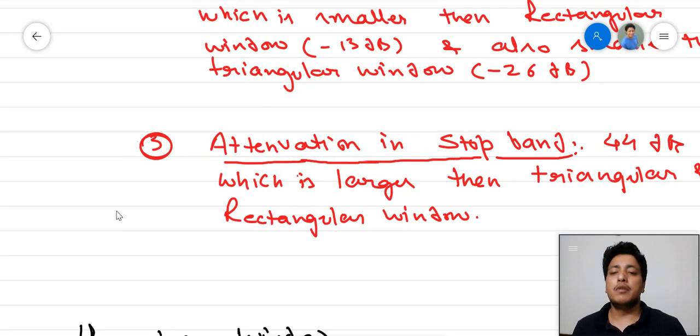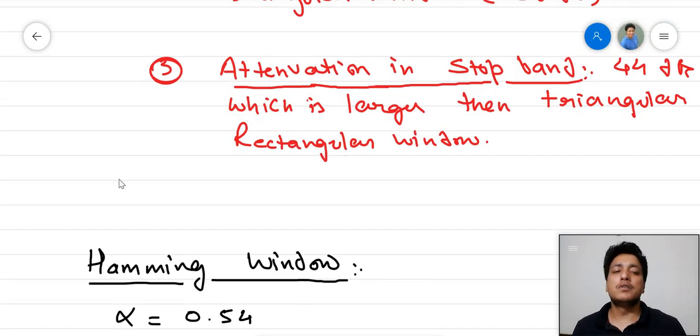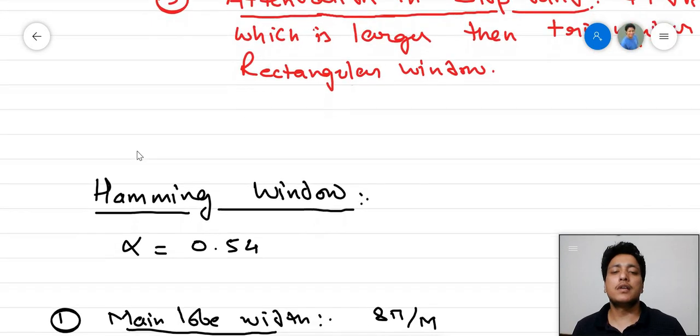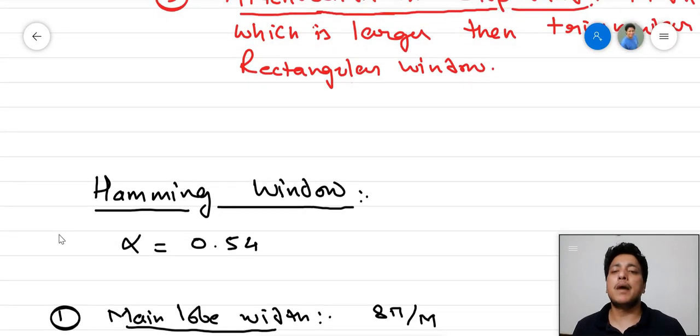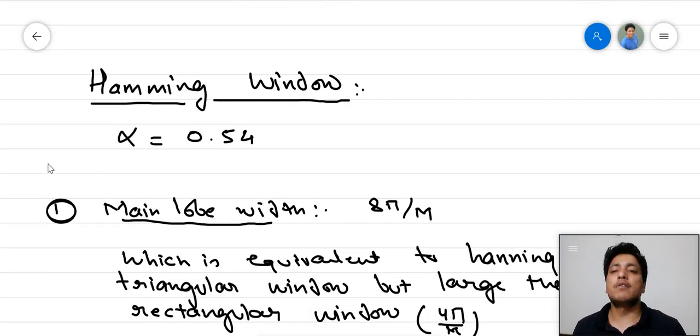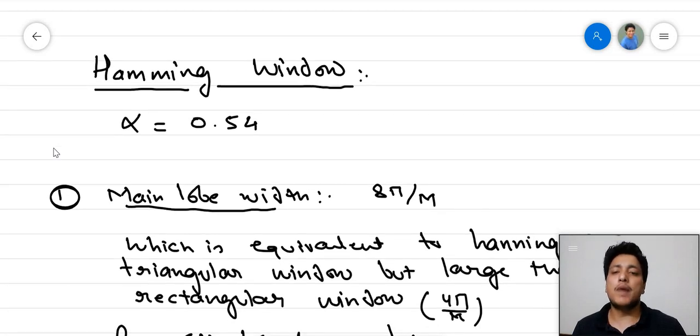Then we'll quickly move towards another window which is called Hamming window. For this particular case, alpha is equal to 0.54 and then the main lobe width in this case is also 8 pi by m, which is equivalent to Hanning window and triangular window but larger than the rectangular window, which is 4 pi by m.